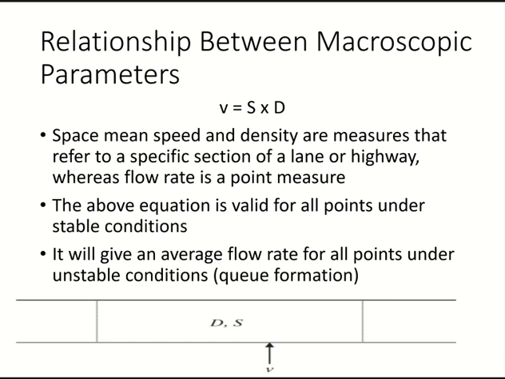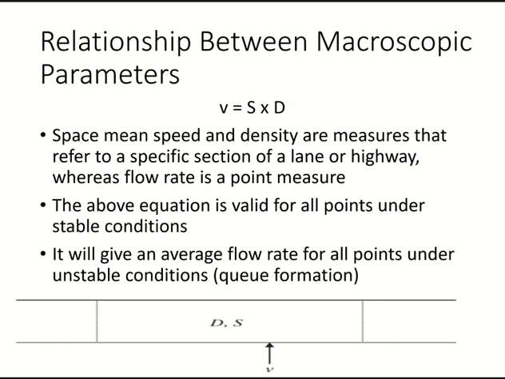What is stable flow? When the flow is continuous, when we don't have a queue. A queue makes the flow unstable, because when there is a queue, what happens? You come and you have to stop, and then you will move, and then you will stop again. This is unstable, right?